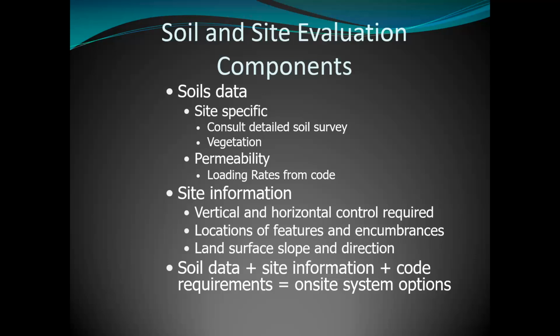And then besides the soil data, the profile descriptions, we also have to gather site information. So a vertical and horizontal control basically will set a benchmark that we'll survey back to. Locations of features and other encumbrances. So if we have a building that's in our way, or a driveway, or a property line, or a well, or a river, lake, stream, things like that, that we have to maintain our setbacks from, we have to locate those and describe them and accurately map them where they are. And then also land surface slope and direction. We have to do contours or show elevations of the site.